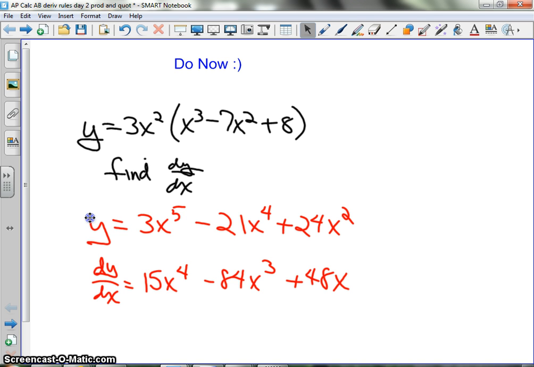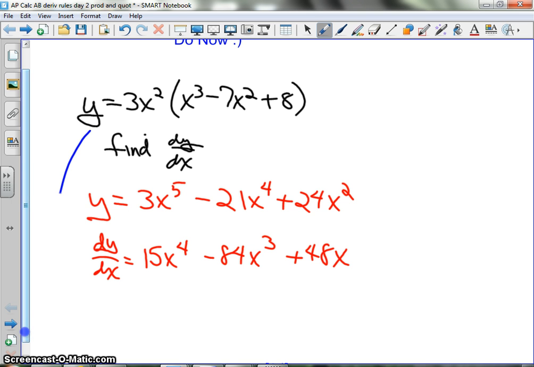That function represents the derivative of the original. It represents the slopes of the tangent lines at each point on the original function. Now, when I look at that original function, I had another thought, and I was thinking, well, what if I could just take the derivatives of the individual pieces and then multiply them together?